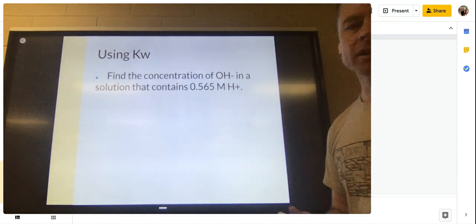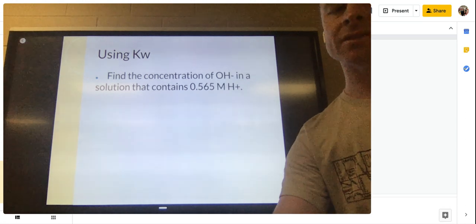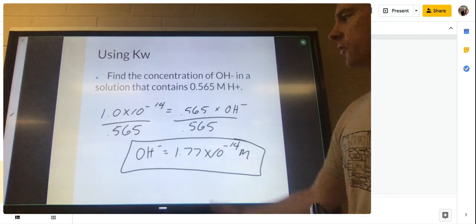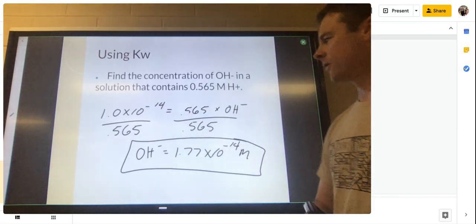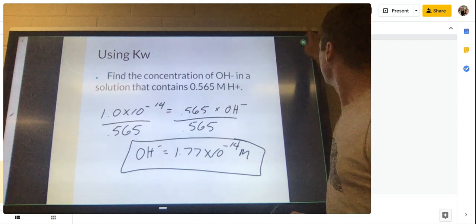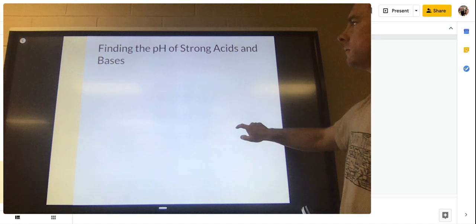Find the concentration of OH minus in a solution that contains 0.565 molar H plus. Boom. There's the answer. We took KW divided by 0.565, and we ended up with that. Okay? So that is how we would do that.